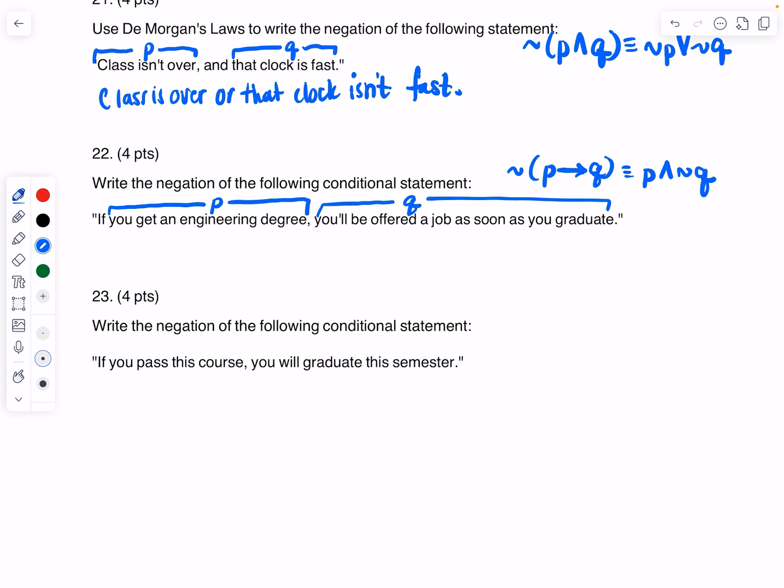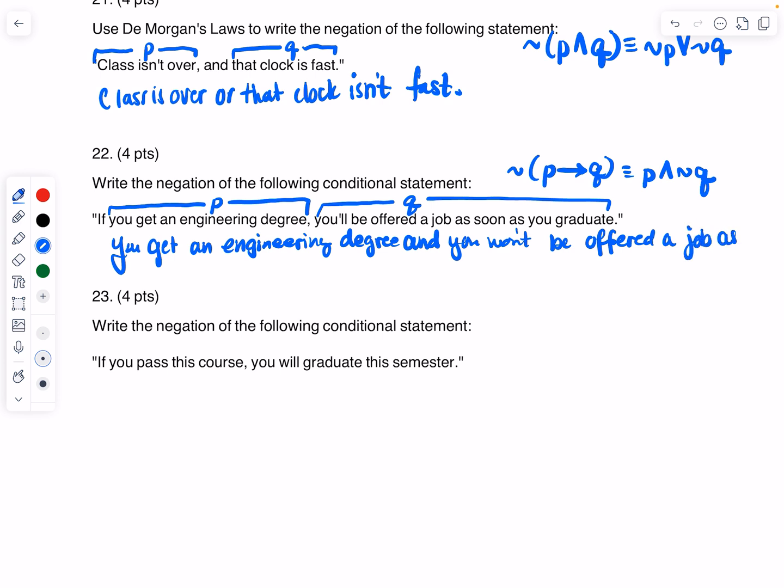So I'm going to write P. You get an engineering degree, and, now I need the word and. I have negation Q. You won't be offered a job as soon as you graduate. Okay, so that one's done.